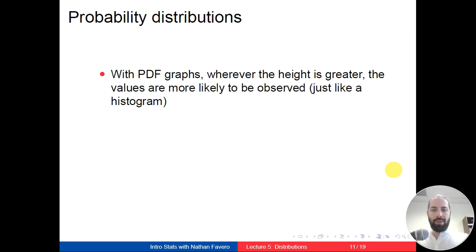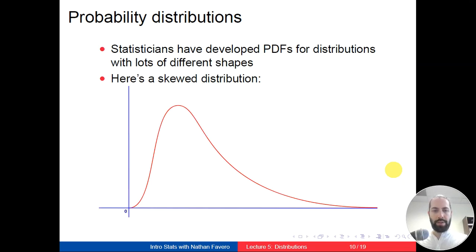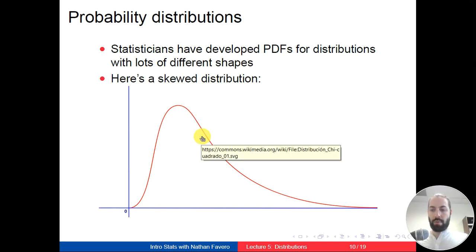With PDF graphs, wherever the height is greater, the values are more likely to be observed, right? So this is the part of the distribution where it's tallest. These are the values that are most likely to be observed or most likely to occur.